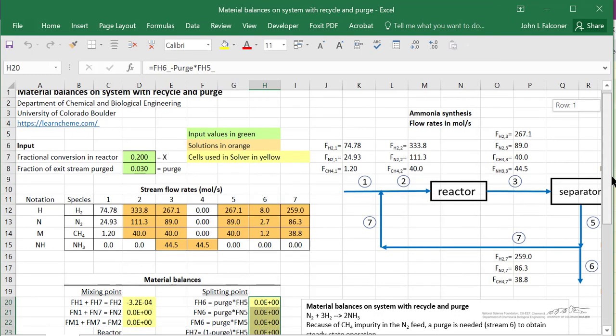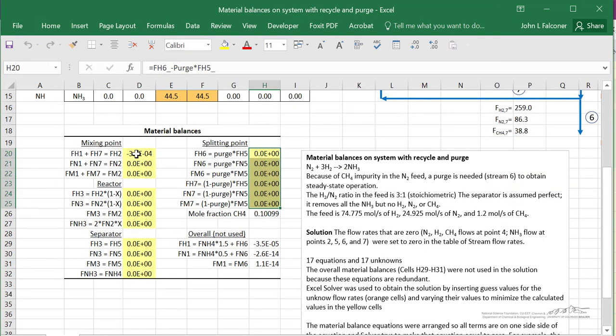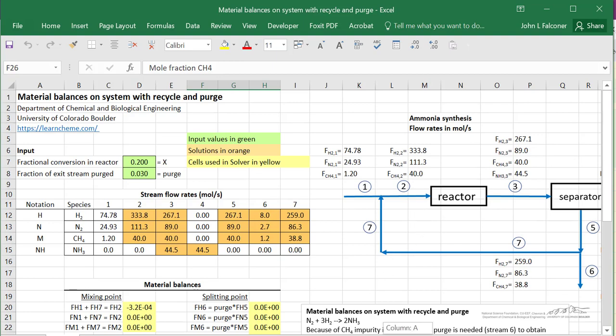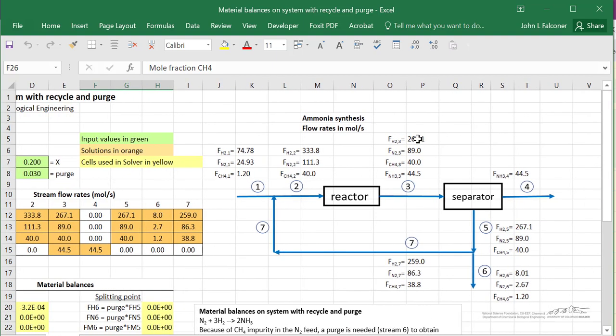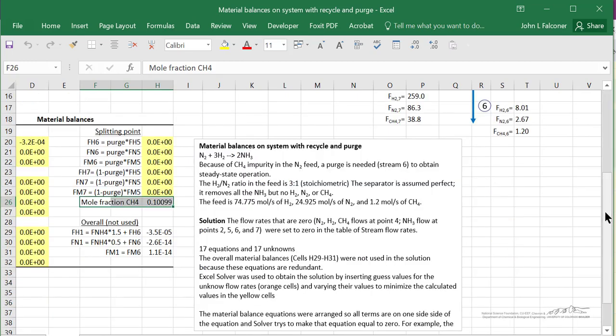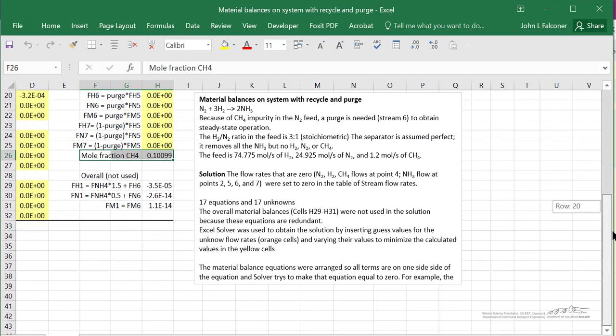And you'll notice now all these cells are small or 0. And then as a check, these are the overall balances. These are not independent equations, but it's a check on the system. And then I calculate here the mole fraction of methane, which is 0.1. That's the mole fraction of methane in the recycle. And then the spreadsheet displays the calculated values in this flow chart. And more details in the spreadsheet are given in this text box.